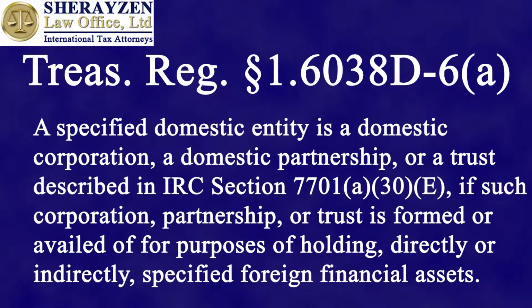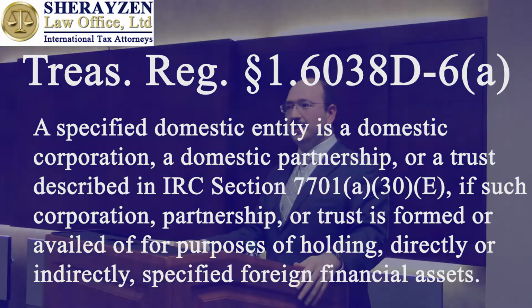Handout, we see here a general definition under the specified domestic entity table. We see here a general definition. This is language directly from Treasury Regulation 1.6038D-6(a). And it says, a specified domestic entity is a domestic corporation, domestic partnership, or a trust described in IRC Section 7701(a)(30)(E) if such corporation, partnership, or trust is formed or availed of for the purpose of holding directly or indirectly specified foreign financial assets.